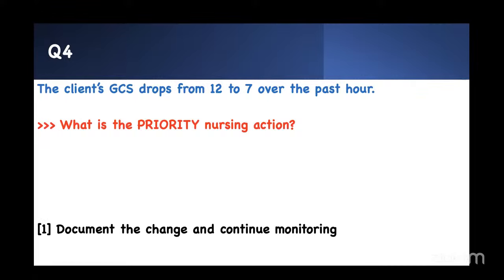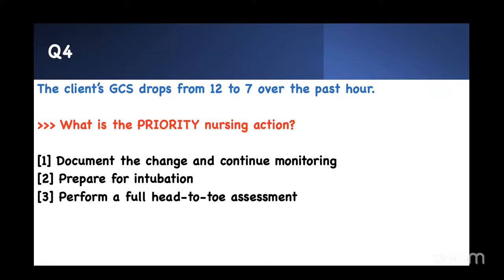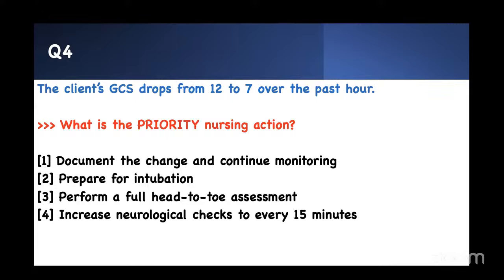Now, the client's GCS dropped from 12 to 7 over the past hour. A drop in GCS. What should be your action? What is the next priority action? Do you document the changes and continue to monitor this patient? Do you prepare to intubate this patient? Do you perform a full neurological assessment and find out what is going on with this patient? Or do you increase neurological checks to every 15 minutes because the patient's GCS is dropping?